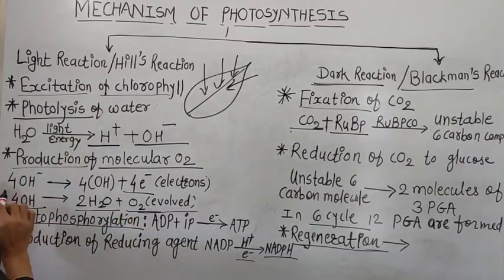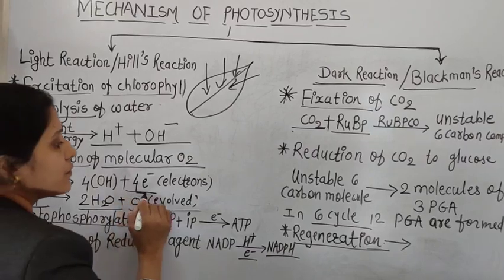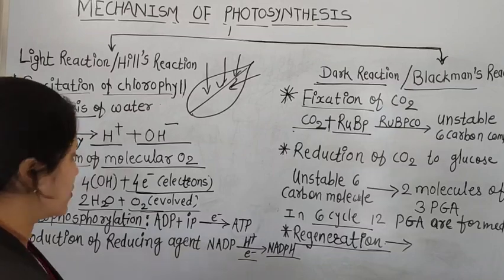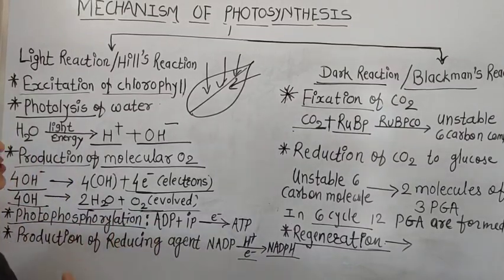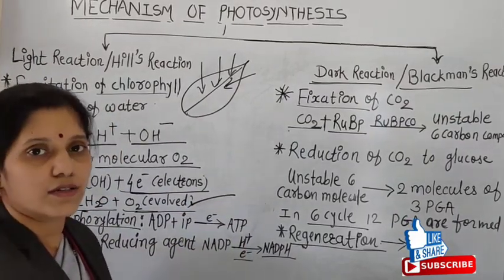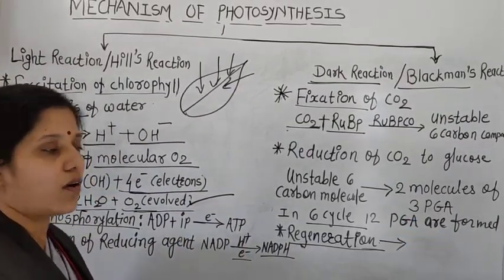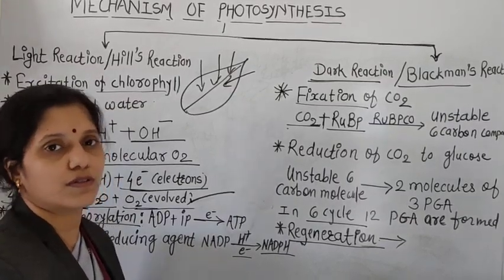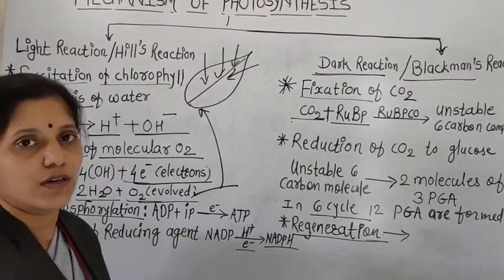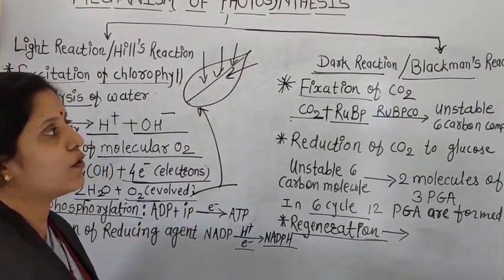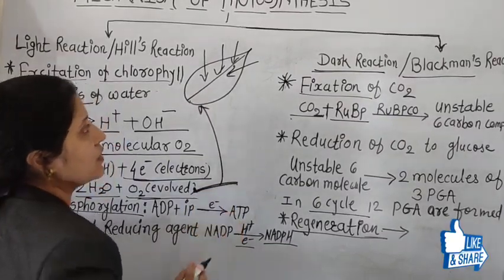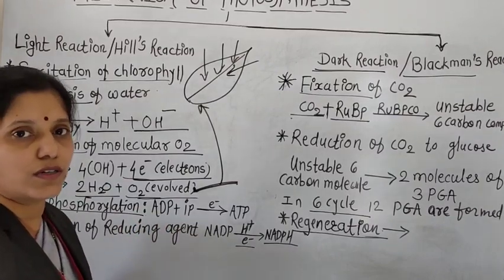So next step is production of molecular oxygen. In this case, the 4 OH ions form, which release the free electron. This free electron further will be carried in the electron transport system and water and oxygen is evolved. During this process, oxygen has been released. The total amount of oxygen released during photosynthesis is formed during the photolysis of water. No molecule of oxygen is formed from carbon dioxide. Complete release of oxygen is with the photolysis of water only.